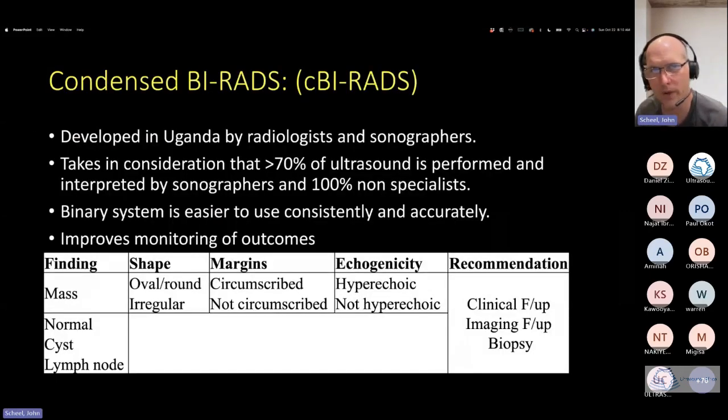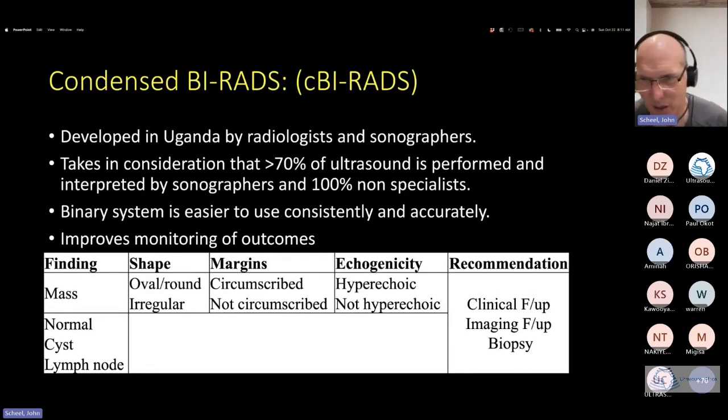So what we did was we actually went through the BI-RADS and said, what's critical for actually determining management? And so we came up with condensed BI-RADS, which was developed by Ugandan radiologists and sonographers. And again, it takes into account that 100% of people performing ultrasound are not specialists. It's a binary system, so it's easier to use consistently and accurately.